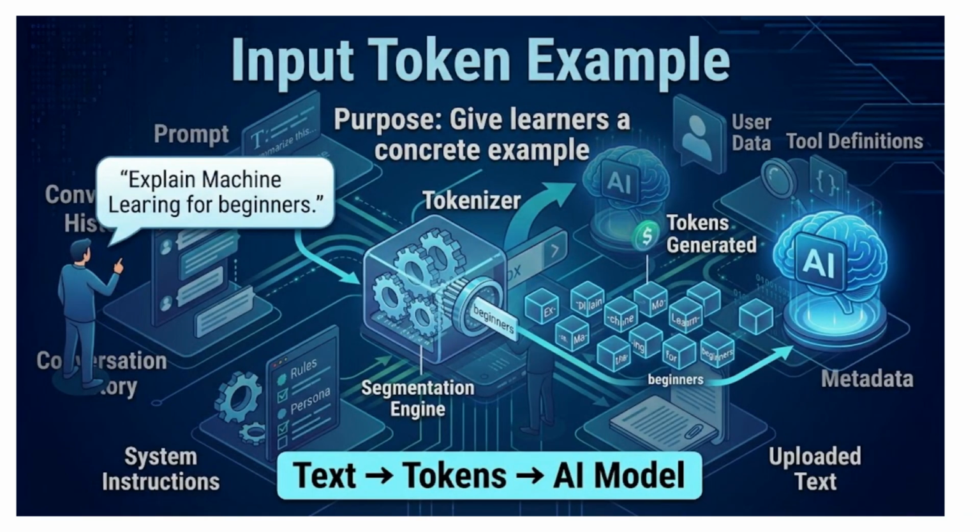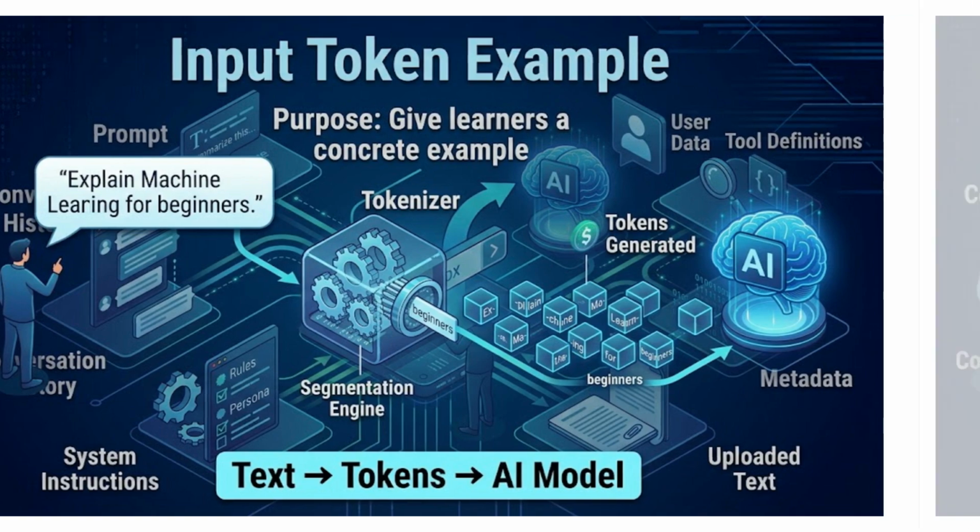Here is a simple input token example. Suppose we send the prompt, "Explain machine learning for beginners." Before the AI processes this sentence, the text is passed through a tokenizer. The tokenizer breaks the text into smaller units called tokens. These tokens are then sent to the AI model for processing. So the basic flow is, text becomes tokens, and the tokens are processed by the AI model.